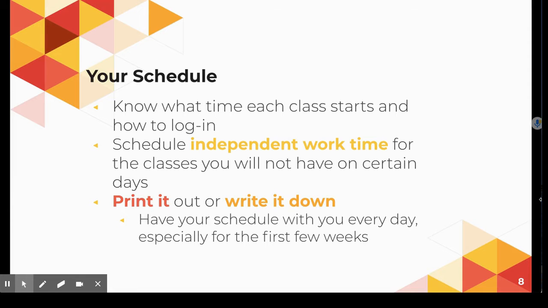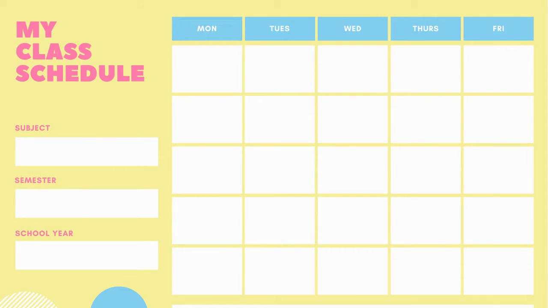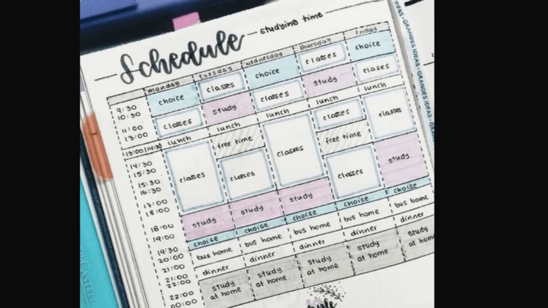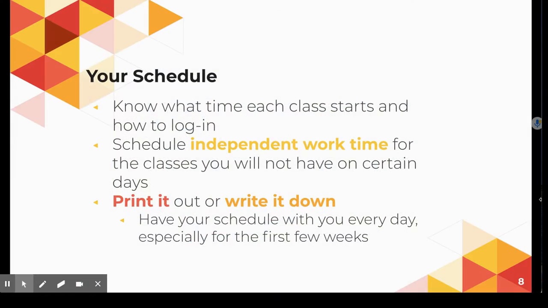The other recommendation that I have for you in organization is that you either print out your schedule and hang it in your learning space, or you write it down, like in a composition book or somewhere. And then you have that printout or that handwritten schedule with you every single day, at least for the first few weeks while you're getting into your routine.